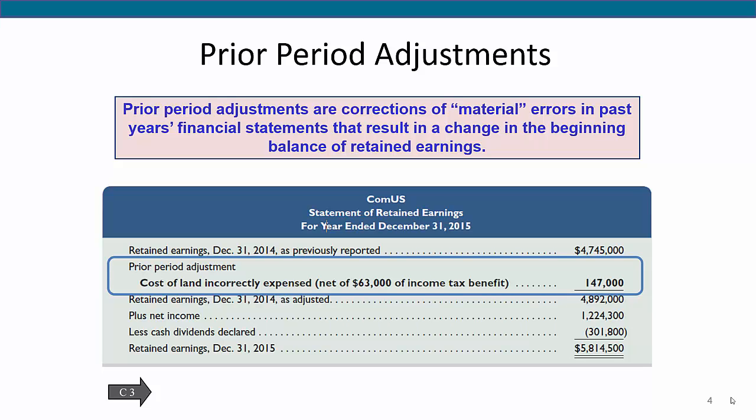To illustrate, assume that COM US makes an error in a 2013 journal entry for the purchase of land by incorrectly debiting an expense account. When this is discovered in 2015, the statement of retained earnings includes a prior period adjustment as shown on this slide. This exhibit also shows the usual format of the statement of retained earnings.